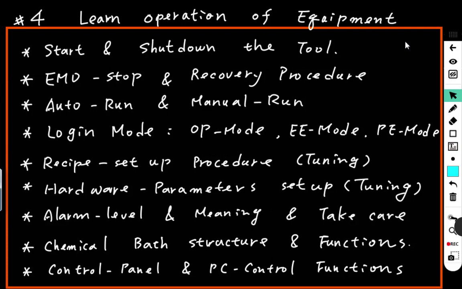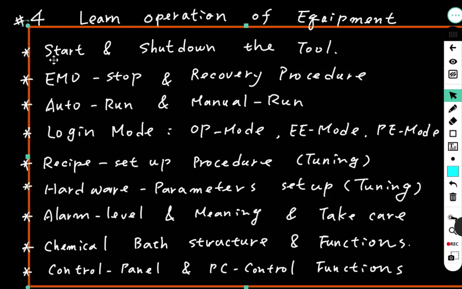After we become familiar with the basic chemicals, the hazard MSDS, and the Fab environment, we are going to learn the basic operation of the equipment. This operation equipment item, the basic items, including start and shutdown of the tool.